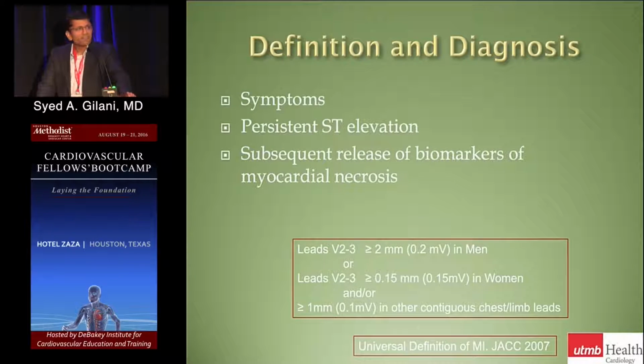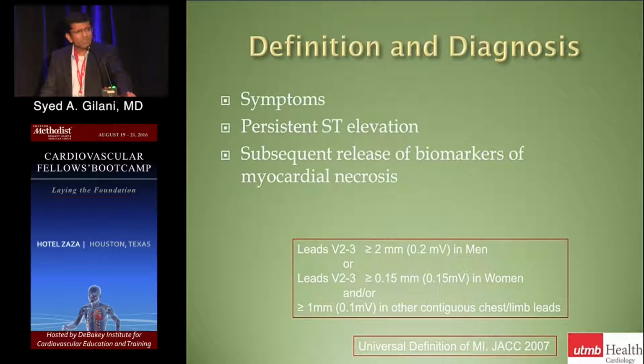So first thing is ST segment elevation MI. The diagnosis has to be in a clinical setting that is suggestive of acute coronary syndrome. So you have to look at the patient's symptoms, you have to look at the EKG for ST segment elevations, and these patients will have subsequent release of biomarkers. Obviously, you cannot wait for the biomarkers to return. So your diagnosis will truly depend on evaluating the patient's clinical scenario and the EKG.